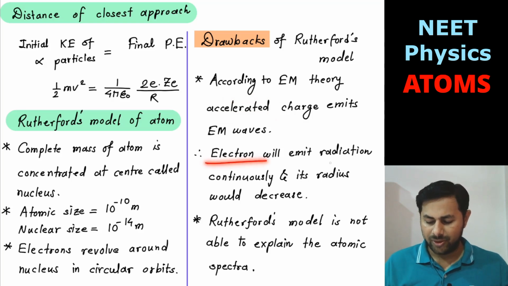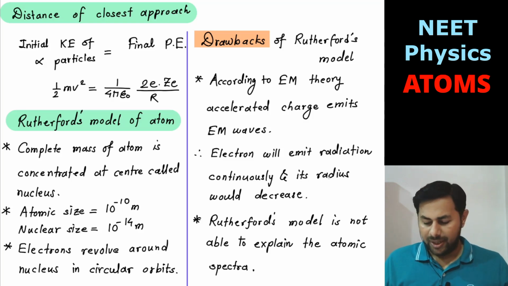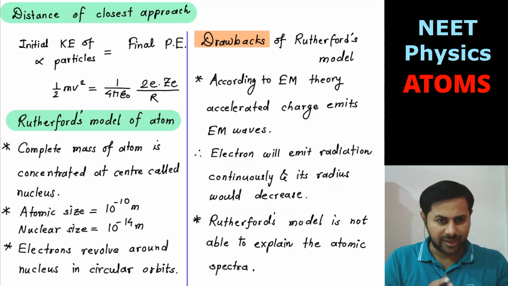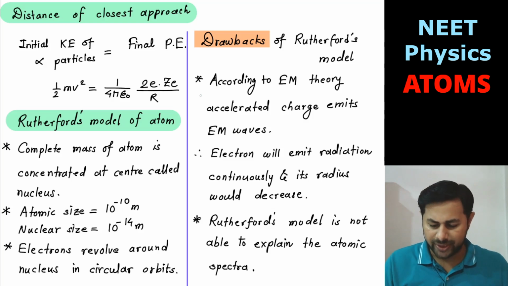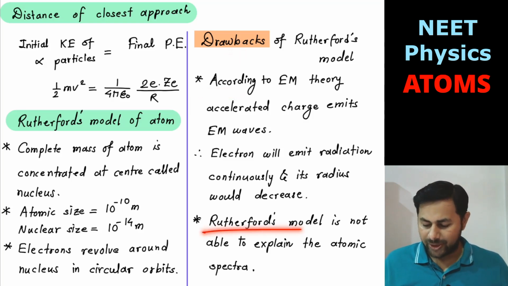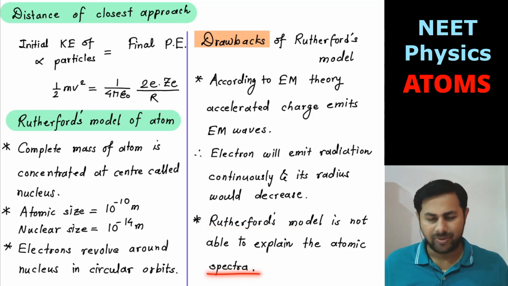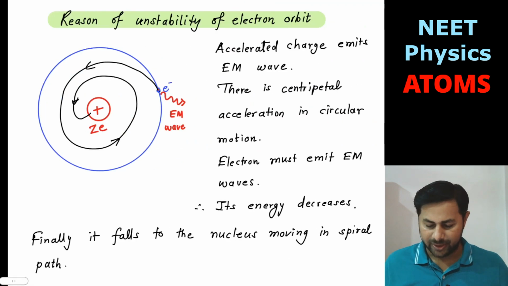So the electron will emit radiation continuously because it is continuously accelerating, and if it emits radiation, then what will happen? Ultimately its radius will decrease and it will fall to the center, that is, the nucleus. So this model cannot be stable, okay. So this is the first drawback of Rutherford's model. What else? Rutherford's model is not able to explain the atomic spectra, okay.